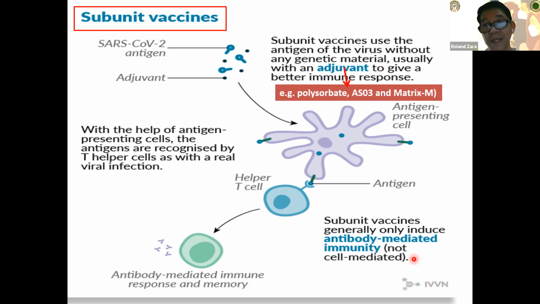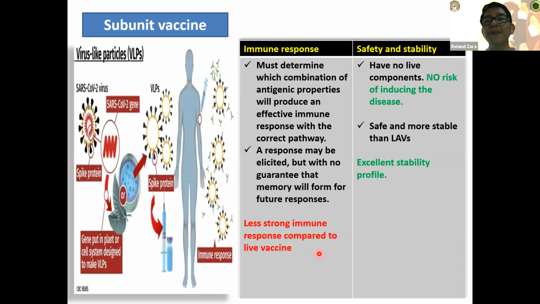So this is subunit, no risk of inducing the disease, and it has an excellent stability profile. But it is a less strong immune response compared to your live vaccine. So the most effective is still the live vaccine, but we do not do this in COVID-19 vaccines. Only some vaccines, like measles and MMR vaccines.